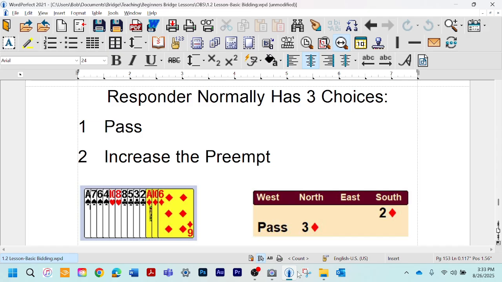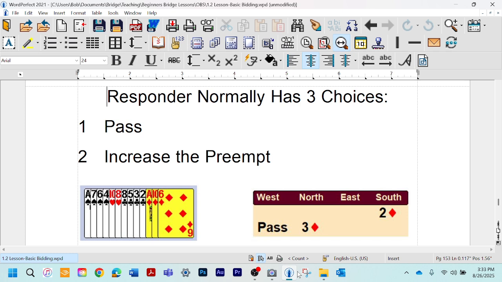Another thing that they do, now most of the time, I'd say 75 to 80% of the time, is number one, pass. Occasionally, you'll increase the preempt. Like for instance, he opened two diamonds, and you got three diamonds. That means 6 and 3 is 9. Golden is 8. So you got one extra trump trick that most times you wouldn't have. So you can increase the preempt.